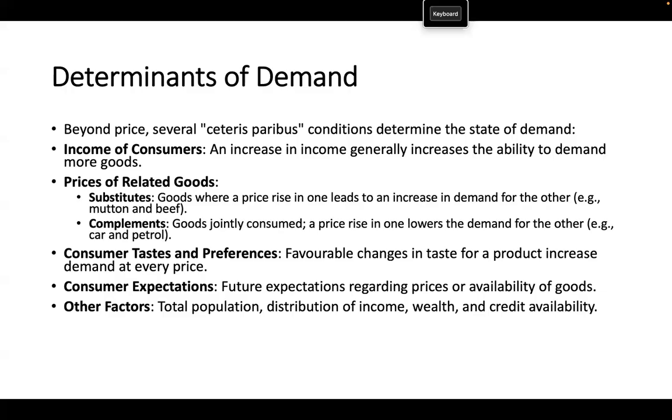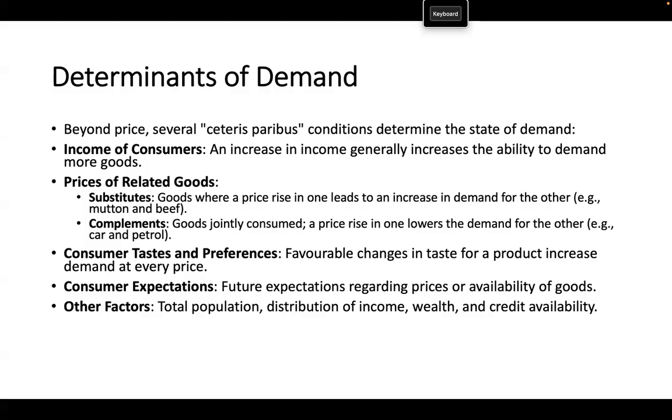When the consumer's income increases, generally there's an increase in the ability of the consumer to demand more. That is, the purchasing power of the consumer has increased. Assuming that initially we have an income of 1,000 cedis, and your income has increased to 2,000 cedis, the ability for you to buy more of the product has also increased. So the income of the consumer also determines the demand for a product.